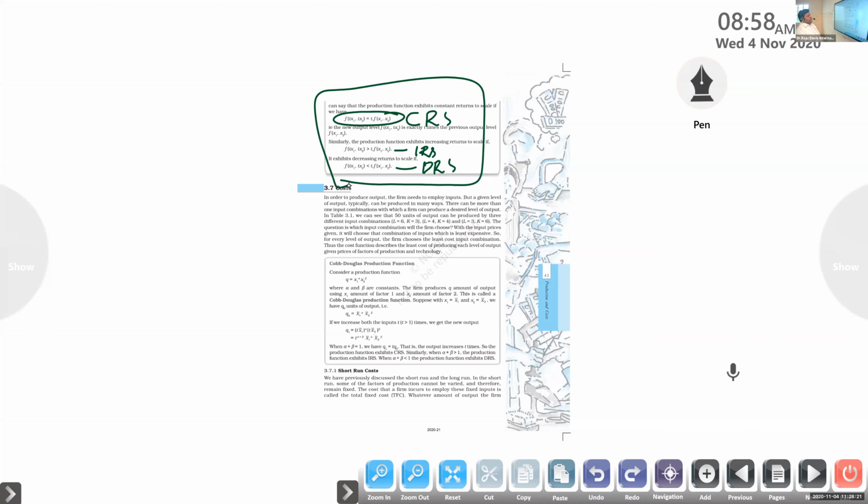Clear. So for CRS, both sides are equal. Coming to IRS, f of tx1 and tx2 is greater than t multiplied by the function of x1 and x2. Keep in mind that for increasing it is greater than. Next, the sign will change to less than. That is DRS, decreasing returns to scale.